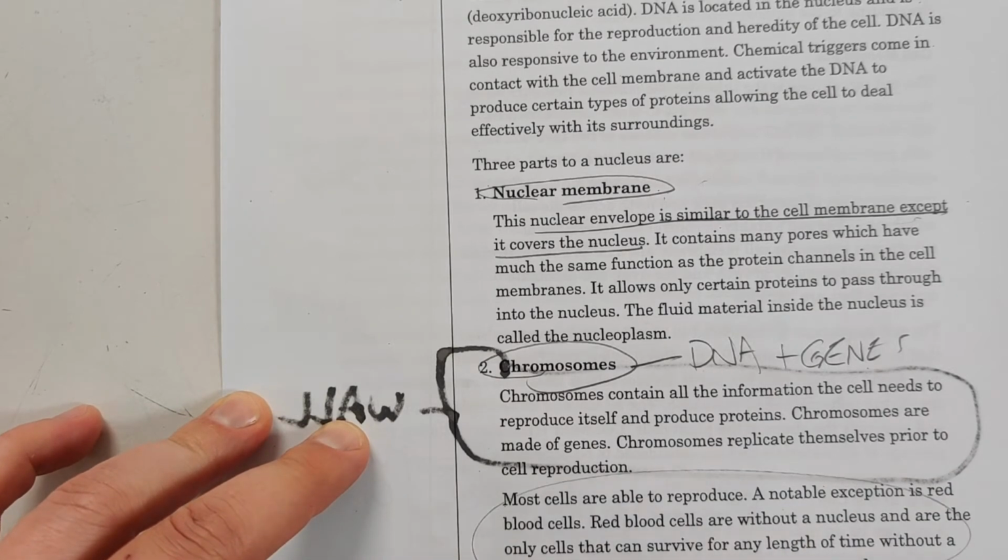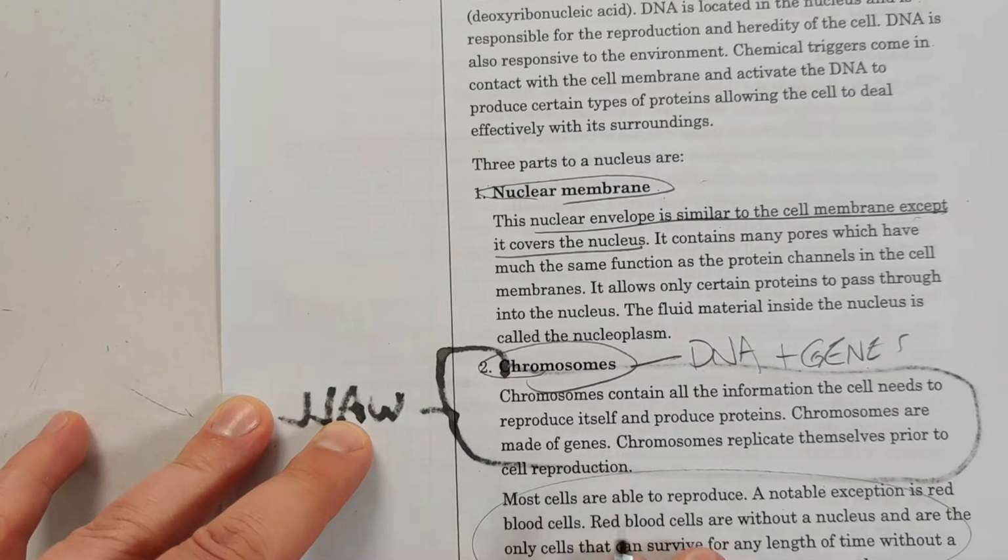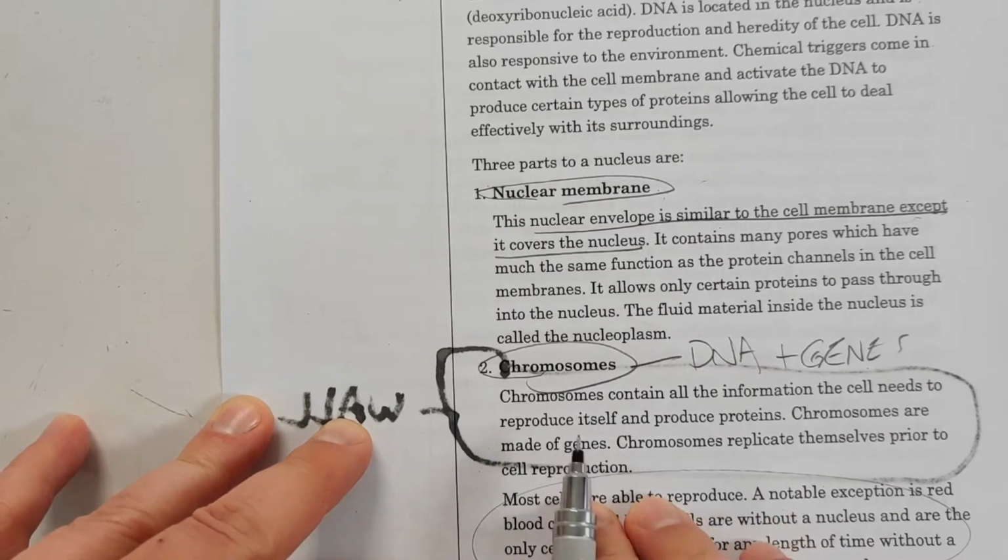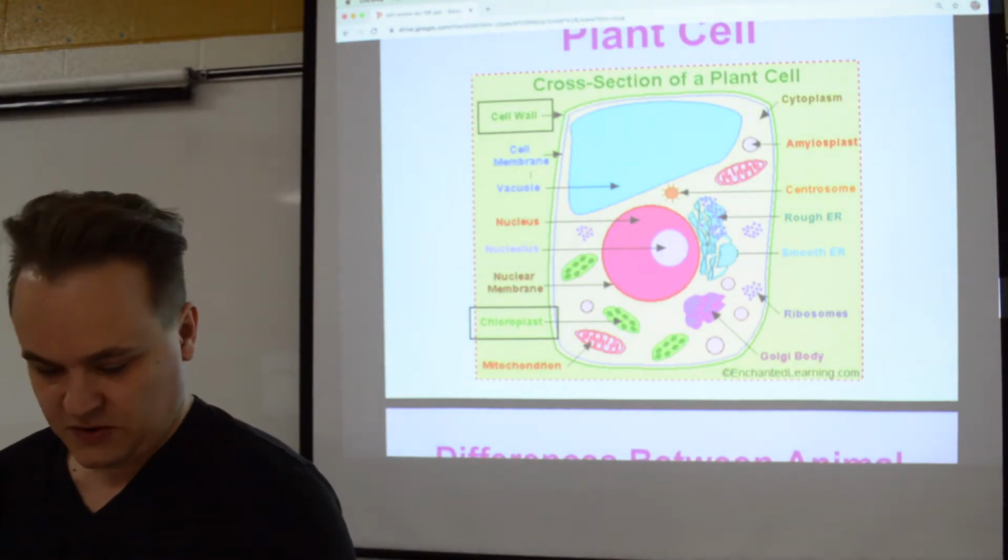This is kind of cool. Don't need to know that necessarily, but red blood cells are one of the only ones that can't reproduce. They're actually made. Kind of neat. Let's go to the next page.